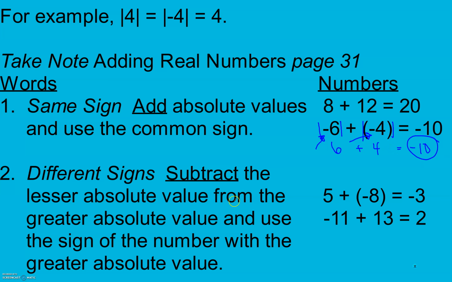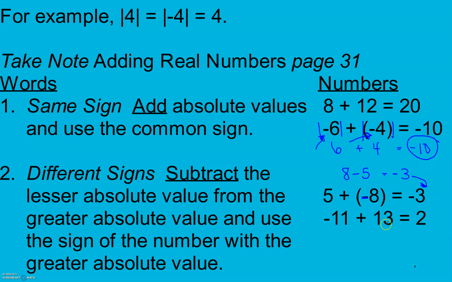If we have different signs, we're going to subtract the lesser absolute value from the greater absolute value and use the sign of the number with the greater absolute value. So here we're looking at just the number parts, not the signs. I have a 5 and an 8. Well, 8's bigger, so I'm going to subtract the smaller one, and I get 3. Now I look and see which number part is bigger. Well, 8 is bigger than 5, and 8 has a negative in front of it, so my answer is going to have a negative in front of it.